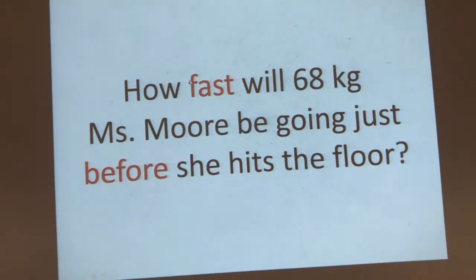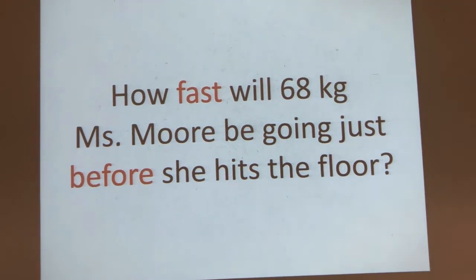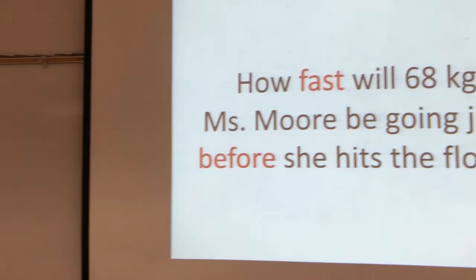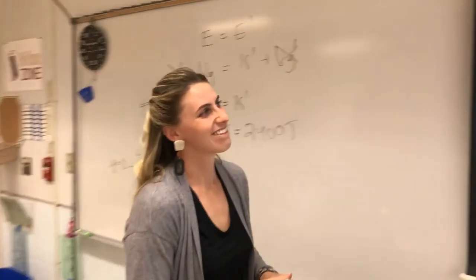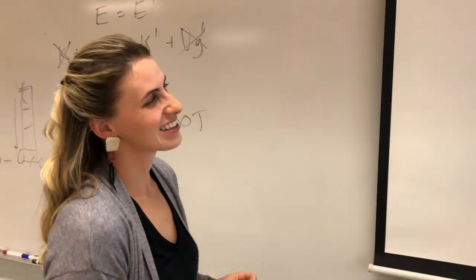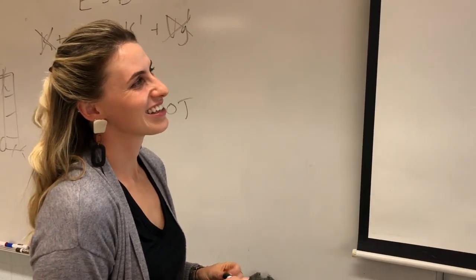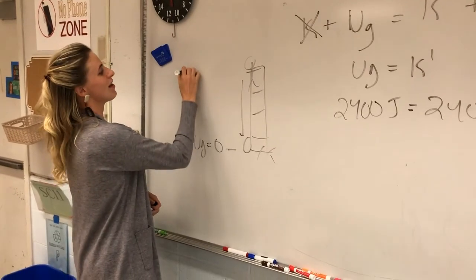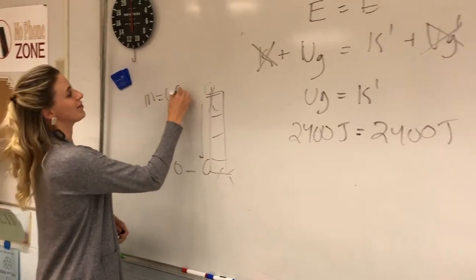Okay, how fast will she be going just before she hits the ground? I just realized something: that 2,400 joules was using the massive Mr. Blaken. Oh, that's okay, it doesn't matter, it'll be all right. So my mass is 68 kilograms.